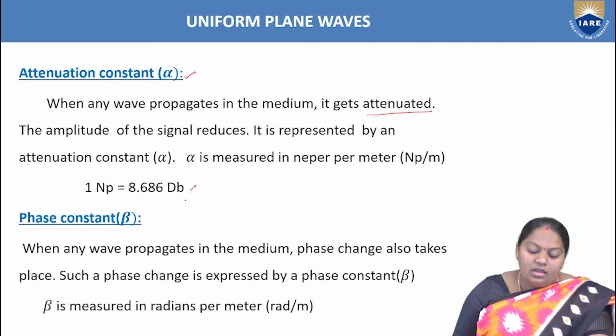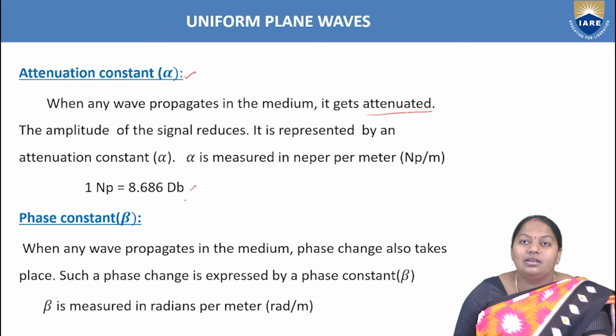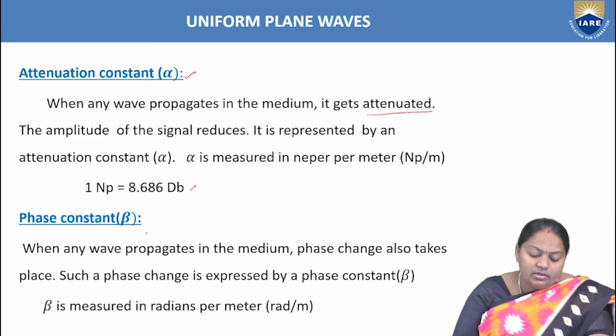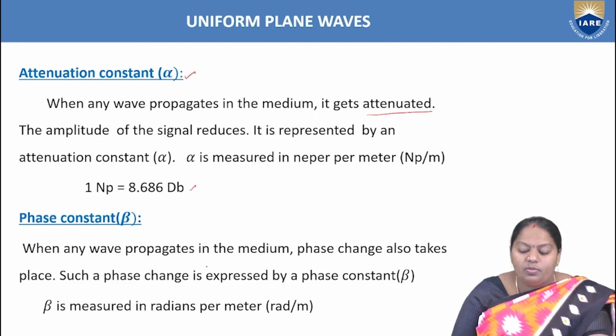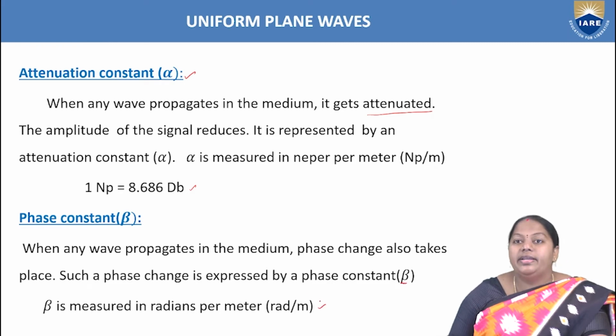Next, along with the attenuation, along with the signal reduction, sometimes phase changes may also take place. Such a phase change is represented by the phase constant beta, and it is measured in radians per meter. When any wave propagates into the medium, phase changes may take place. The attenuation constant alpha is measured in Nepers per meter, whereas the phase constant is measured in radians per meter.